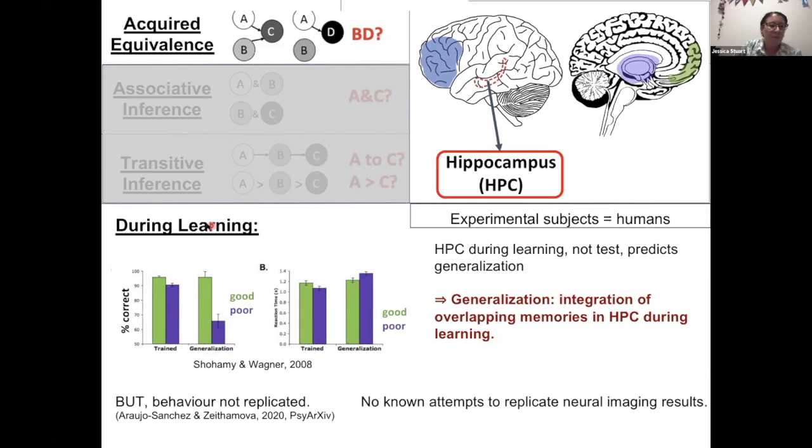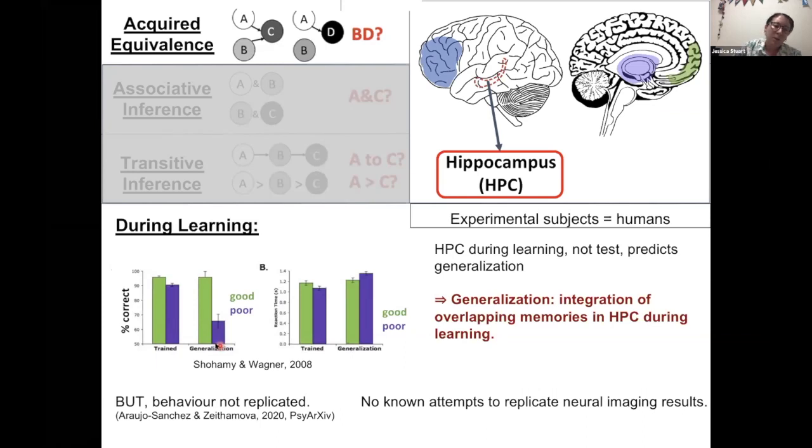So some really seminal work in this area was conducted by Shohamy and Wagner in 2008, and they used the acquired equivalence paradigm in humans. If you look at the graph on the bottom left, they're looking at percent correct. For trained trials, this is like A to D, which they've literally seen. For generalized trials, these are the ones that they haven't seen, but could make a generalization about, so for example, from B to D.